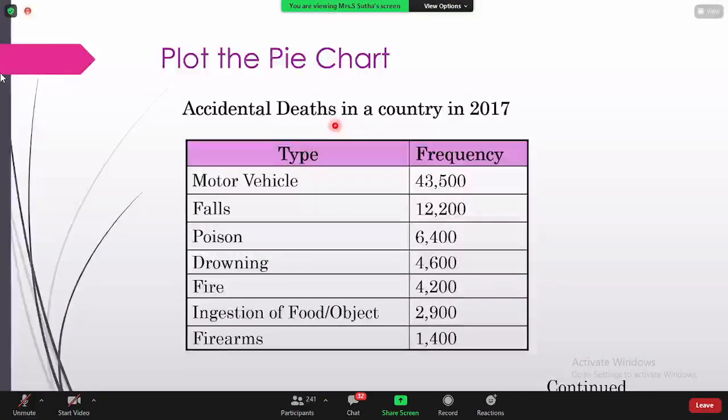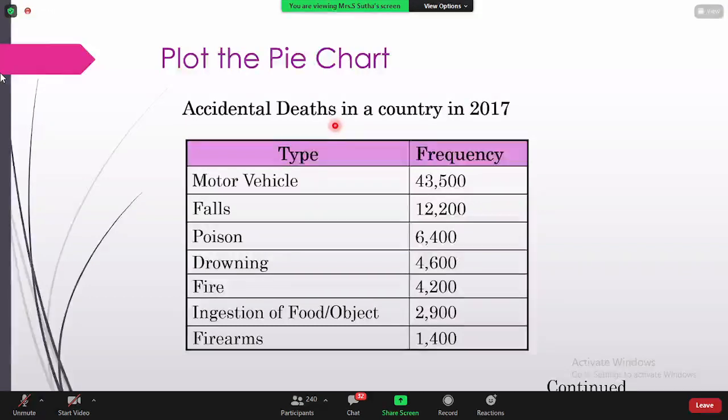Motor vehicle, falls, poison. Very good. Motor vehicle, falls, poison, drowning, fire, ingestion of food object, firearms. These are the measurements we take. What is the level of measurement for this variable? Nominal level of measurement. Whether it is a discrete variable or continuous variable: discrete variable. Why is it a discrete variable? These are the categories. We take the categories as the measurements, so it is a discrete variable.